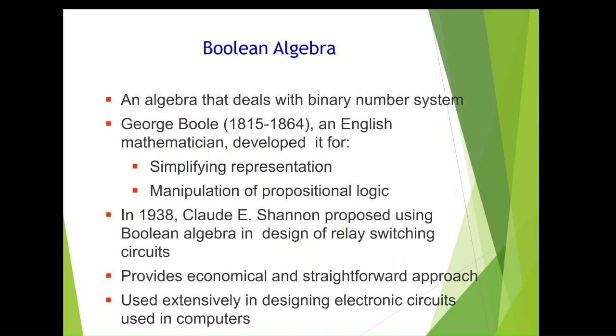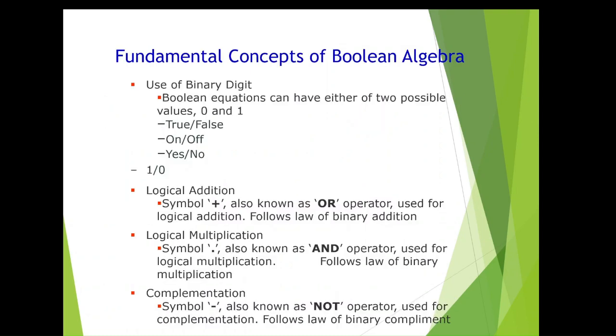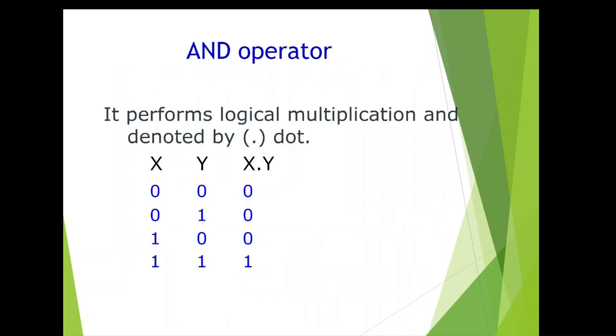Boolean algebra was developed by George Boole, an English mathematician. Boolean algebra has only two values, zeros and ones. And it has only three operators: logical addition, logical multiplication and complementation. Logical addition is usually represented as the OR operator, logical multiplication as the AND operator, and complementation as the NOT operator. The AND operator is logical multiplication.